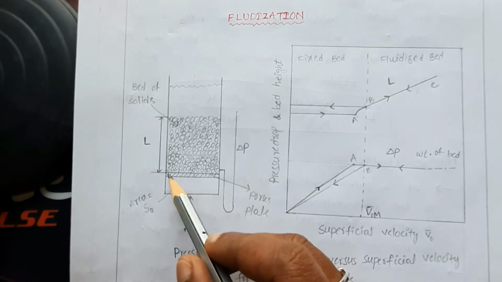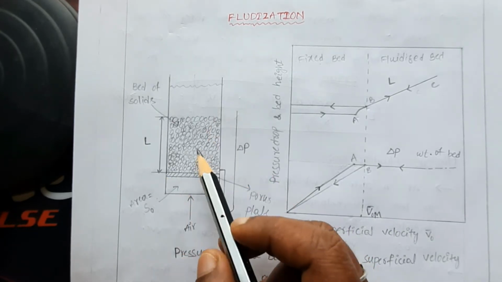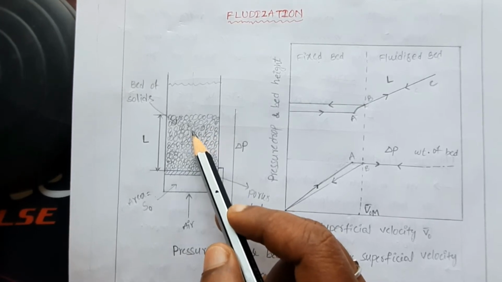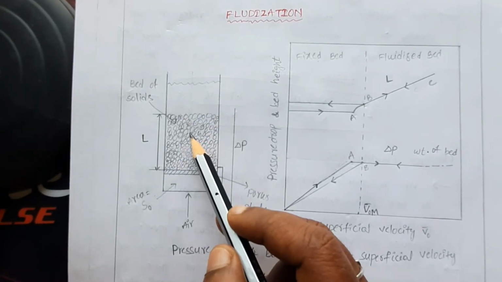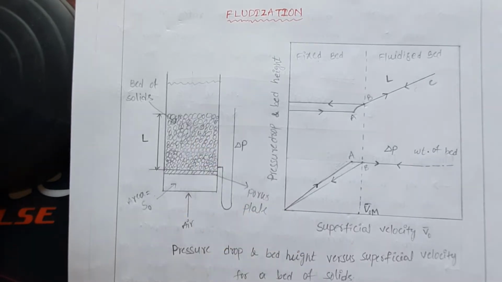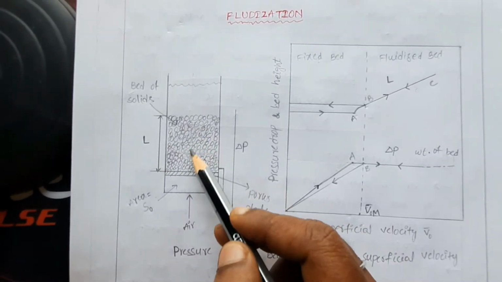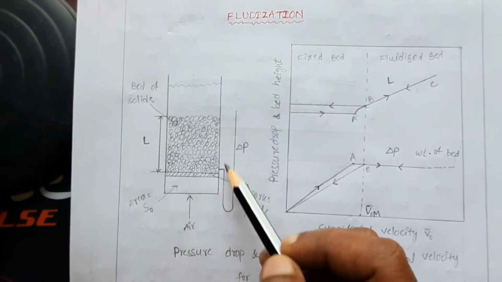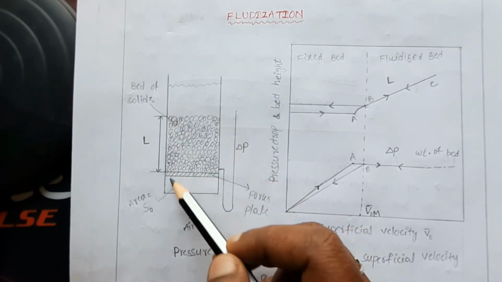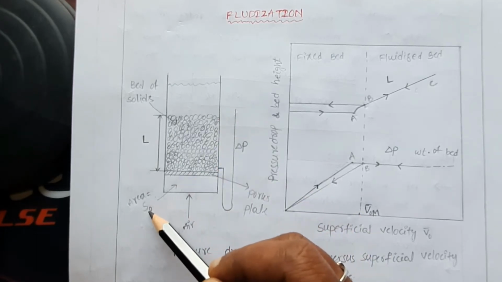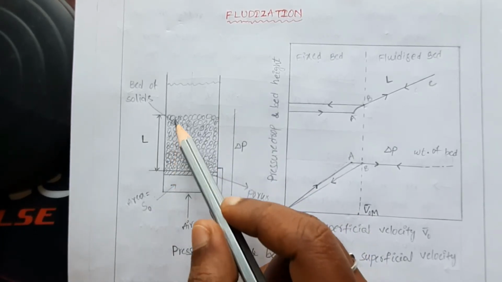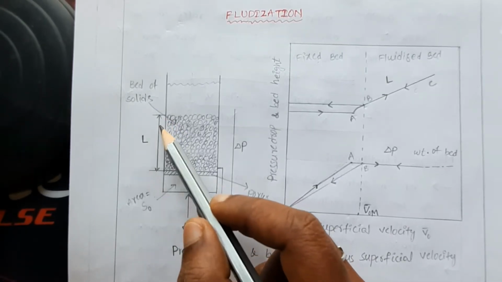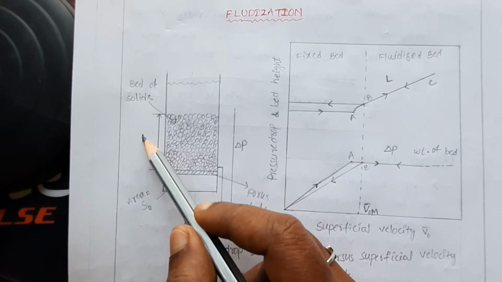So let us consider a tall vertical column, partly filled with granular particles. It may be a catalyst or any surface area increasing particles also. These solid particles will be supported by the porous plate or distributor plate. The area of this vertical column cross section will be given as S0. The height of the solids will be indicated as L.